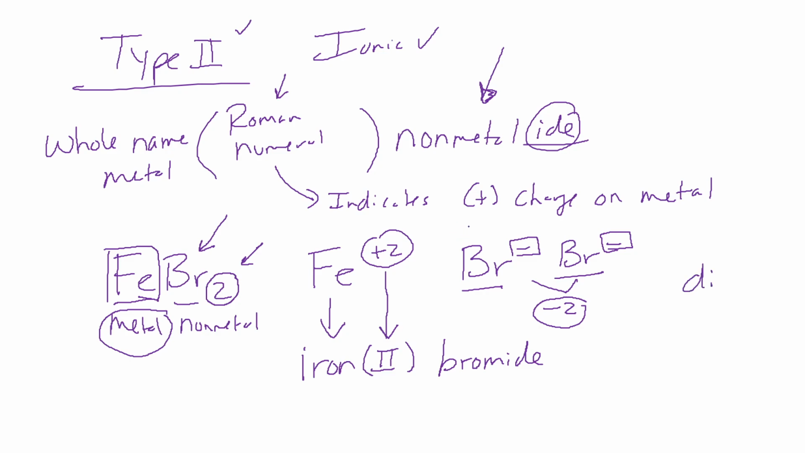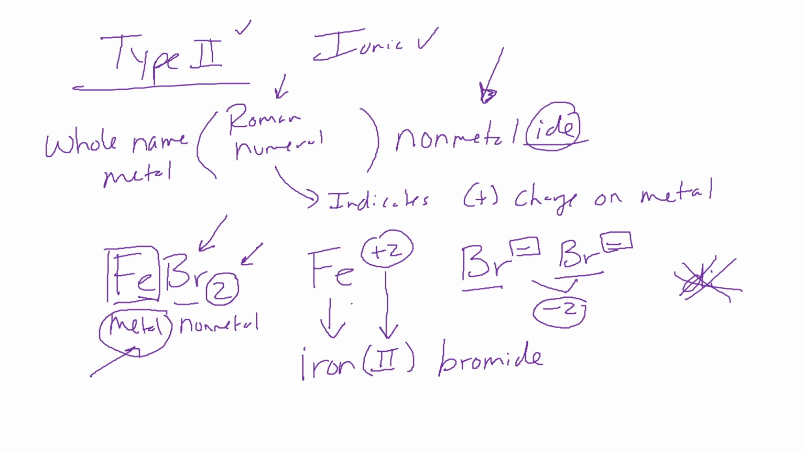Again, no prefixes. How do I know? Like we talked about in the previous video, I see a metal, which means I should not see a prefix. So again, if there is a metal there, you should not be using a prefix. It doesn't matter how many you have of the metal, it doesn't matter how many you have of the non-metal, in type 2, no prefixes anywhere when you do it.